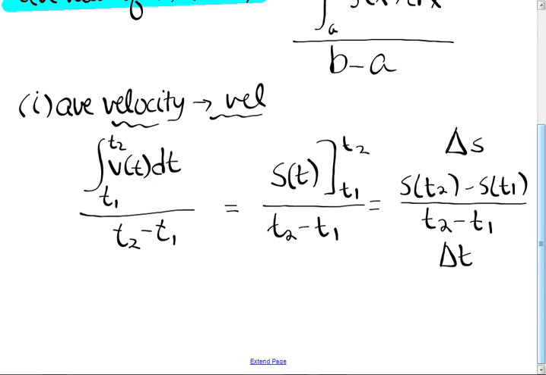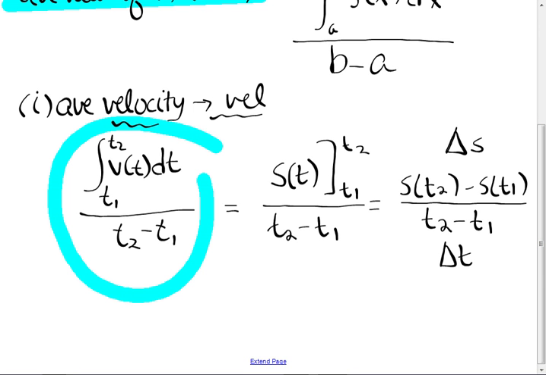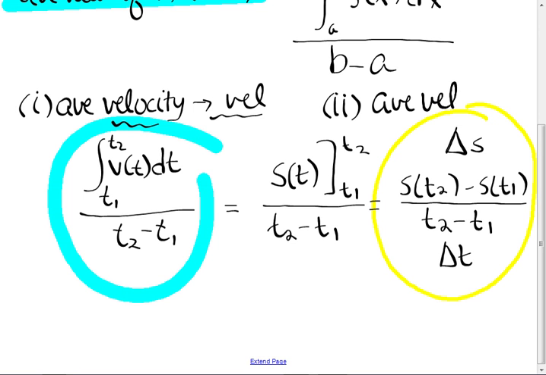So one is in integral form, and one is in slope form or derivative form. So if I'm asked for the average velocity, I'm given my velocities, I'm going to integrate. If I'm asked for my average velocity and I'm given my position, it's just the slope. That's it. That's all it is. They're the same. It's the mean value theorem for integrals, mean value theorem for derivatives. So that's what's on that page.